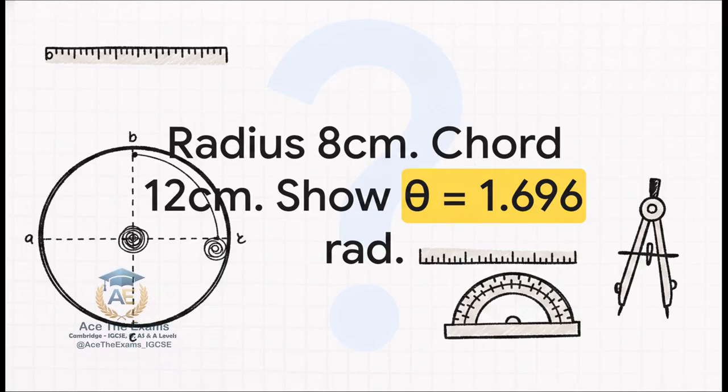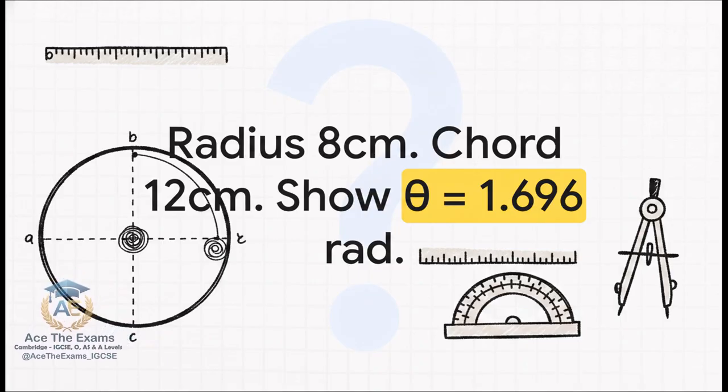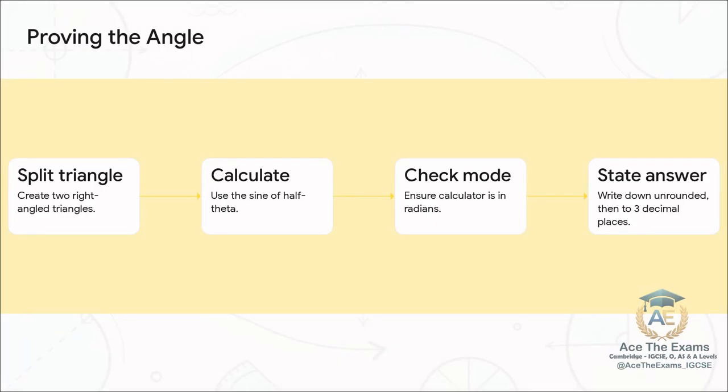So the absolutely crucial point here is that phrase, show that. This means you cannot just plug in 1.696 and work backward. No way! You have to derive it from scratch to get those reasoning marks. So how do we actually crack this?